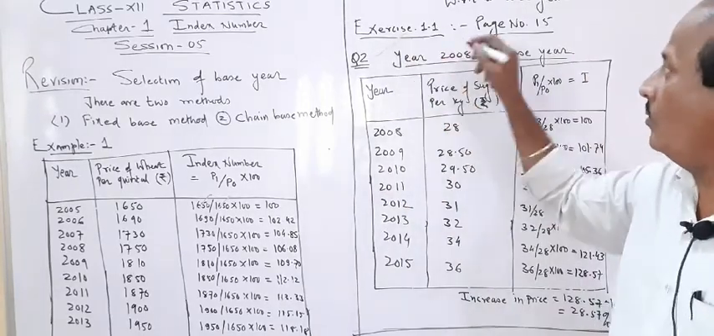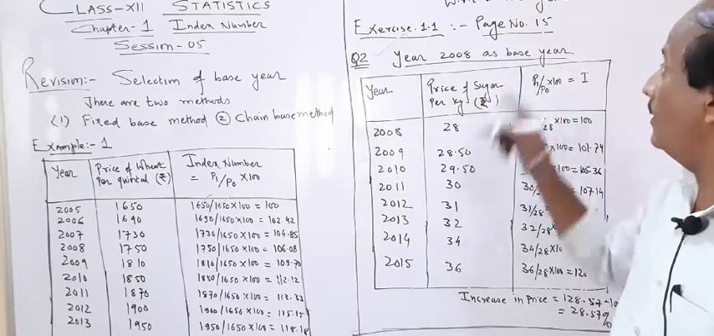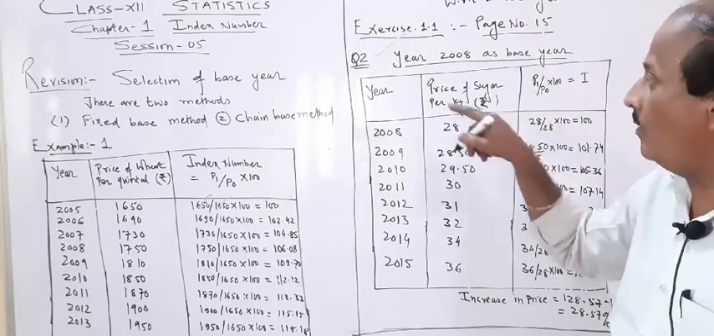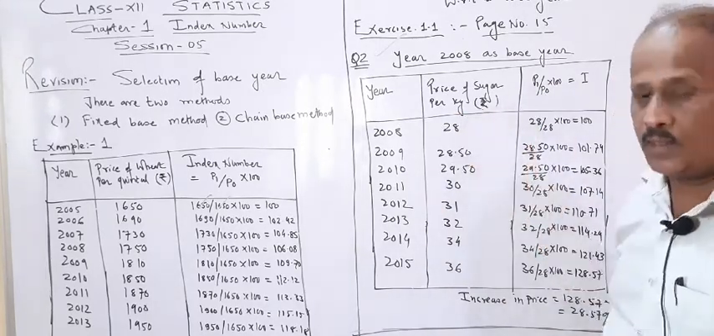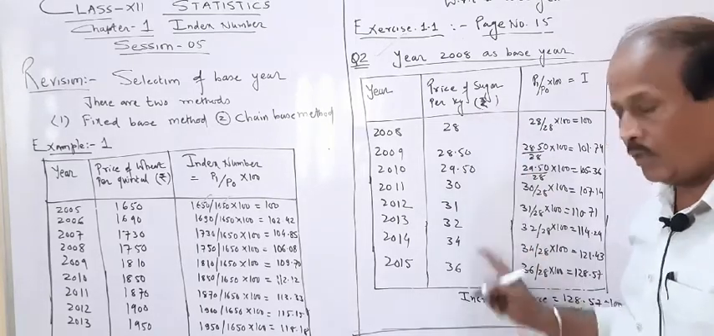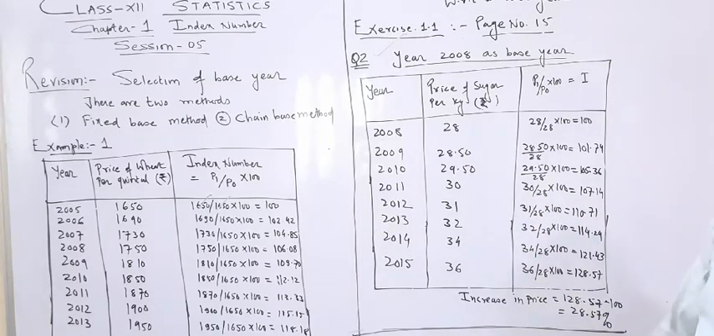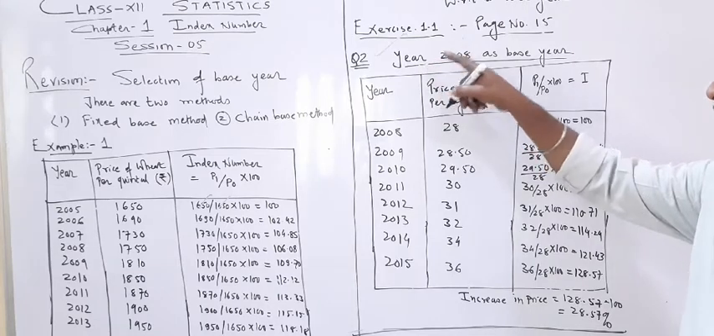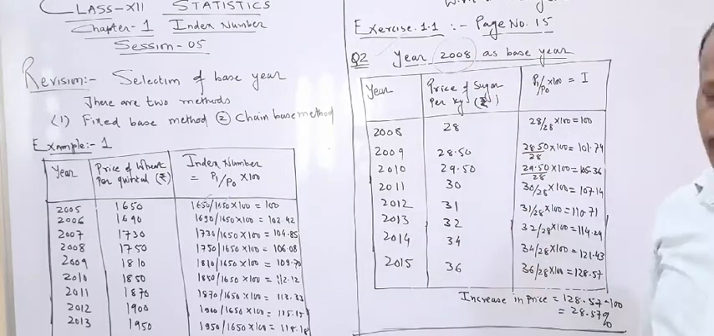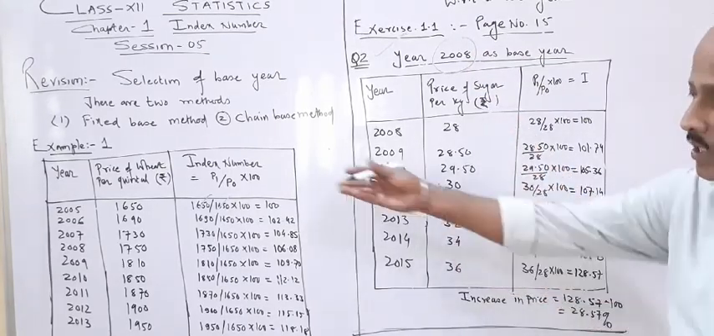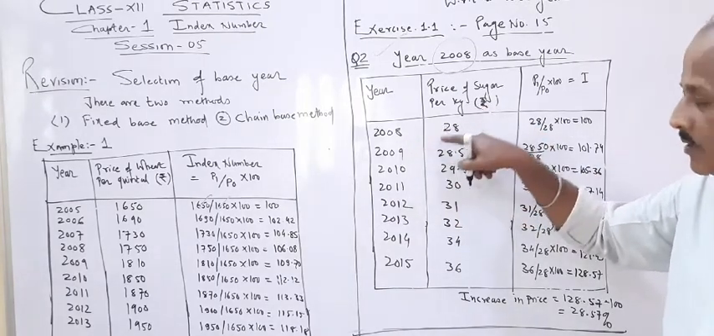Now question number 2, exercise 1.1, page number 15. Just see page number 15. Now the year is given horizontally, then the price of sugar per kilogram is given. Note down that price, the year is given, then read that question carefully. In that question it is given to take the year 2008 as the base year. This is important, so read carefully. Now the price is given, so just like in the previous question, 28 is the price of sugar for 2008. It is considered as the base year.